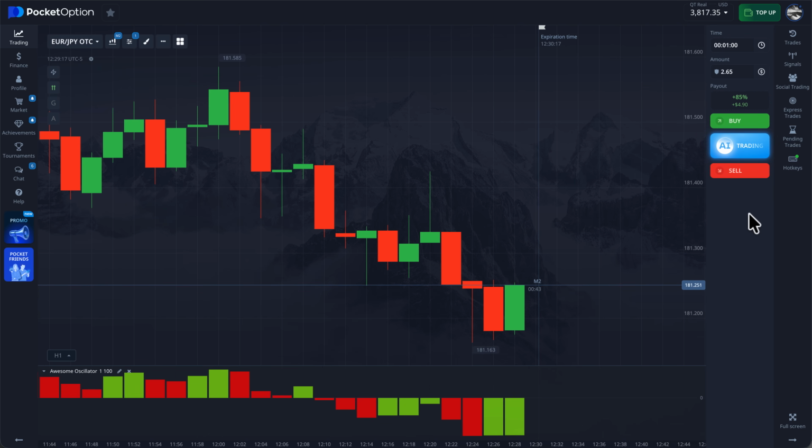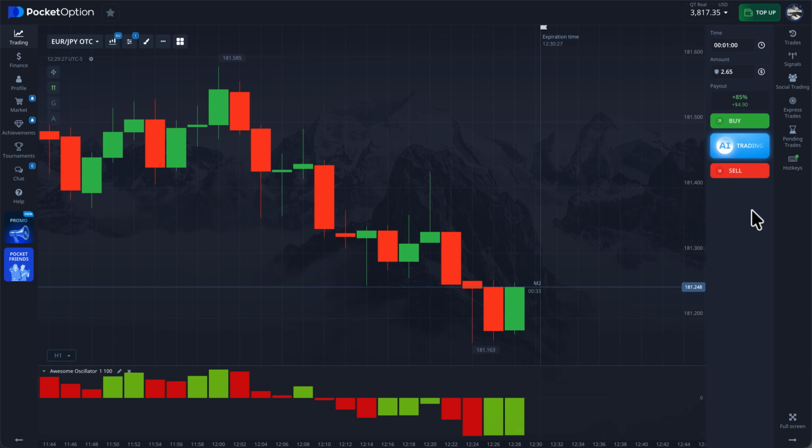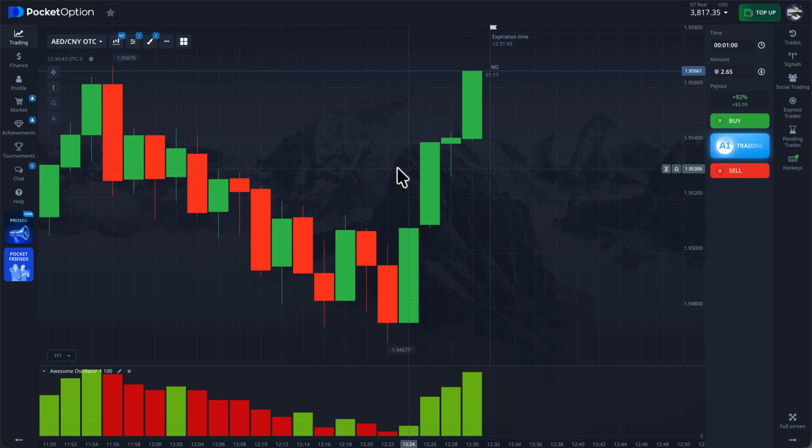So I've already taken my balance. I already have that balance of 38, 17, 35, and I have that inside of my trade manager already. So I've already got that lined up ready to go with 265 as the first trade amount. And we're going to make sure that the awesome oscillator down here at the bottom is expanded. And as I bring this microphone just a little bit closer so you guys can really hear what's going on, here's how the strategy works.